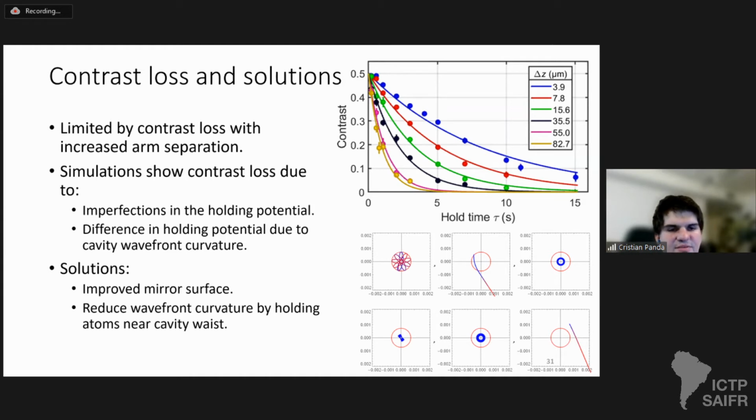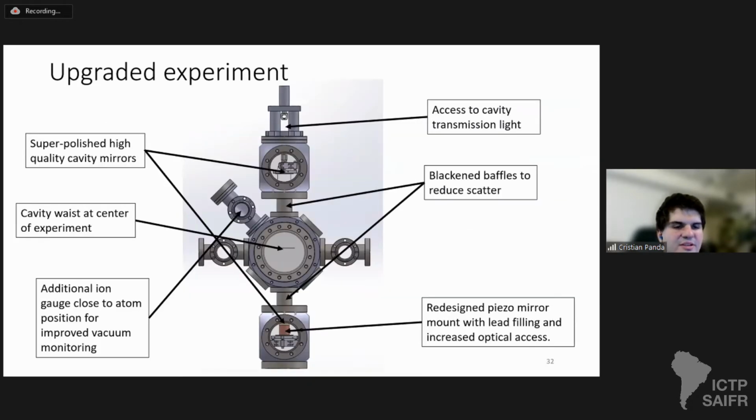One is imperfections in the optical potential from scatter and imperfections on the mirror surface of the optical cavity. And the second is the intrinsic wavefront curvature of the optical cavity. We are addressing both of these decoherence mechanisms by improving the surface quality of the mirrors, so we're installing new mirrors and also reducing wavefront curvature by holding the atoms near the cavity waist.